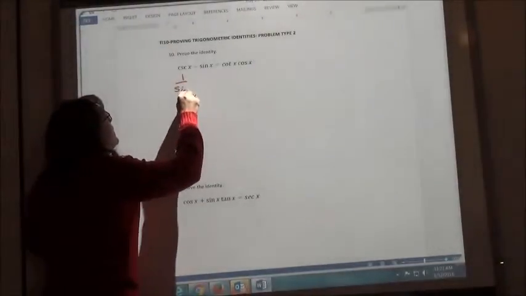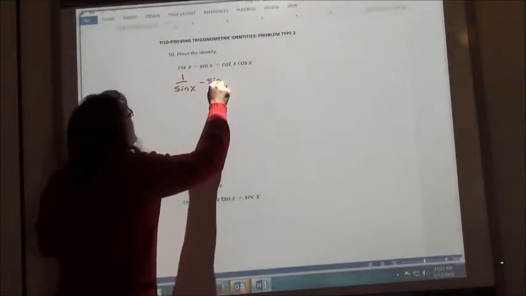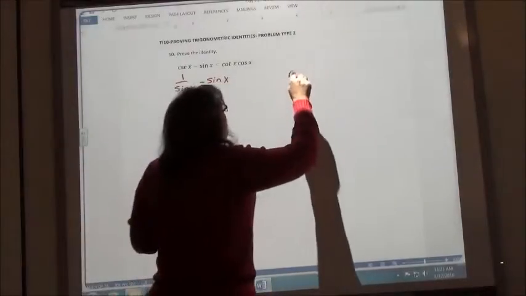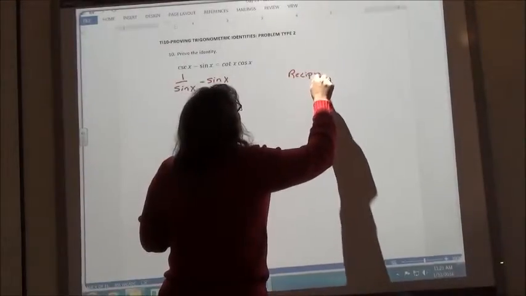Again, usually I try to change things in terms of sine and cosine if I can, unless I see over here that I might have cosecant or secant, then maybe I might not do that. But in this case, I'm going to start out and change my cosecant of x using my reciprocal identity into 1 over sine of x. That was my reciprocal identity.